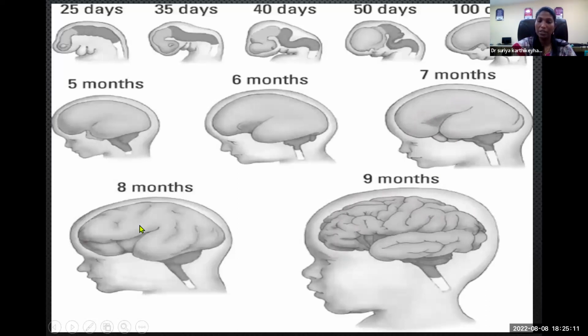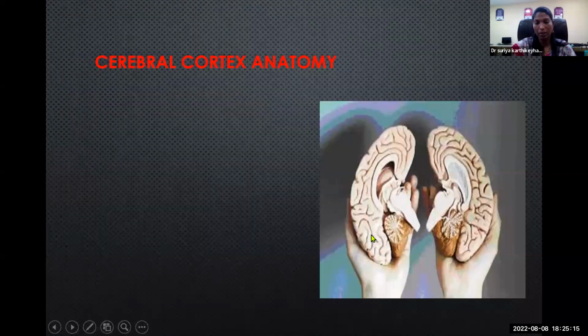What happens is after 8 months, the sulci and gyri are going to be formed. Okay. Moving on to the anatomy. You all know the cerebral cortex. It has two cerebral hemispheres. The cortex, the cerebrum, is called the telencephalon, that is the end brain.